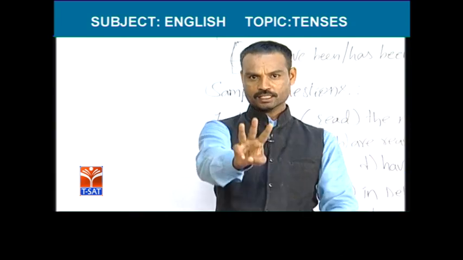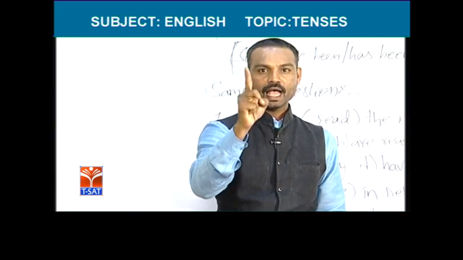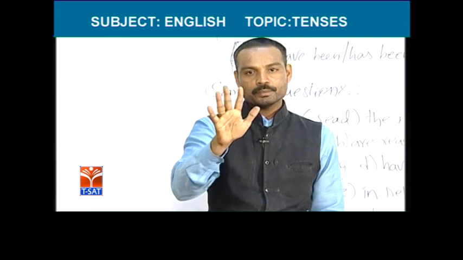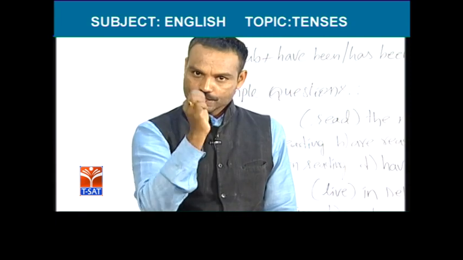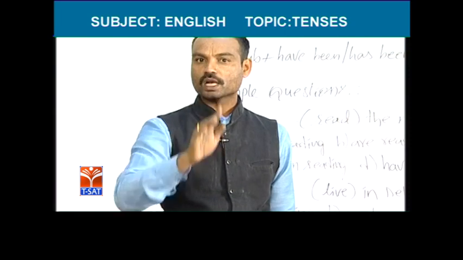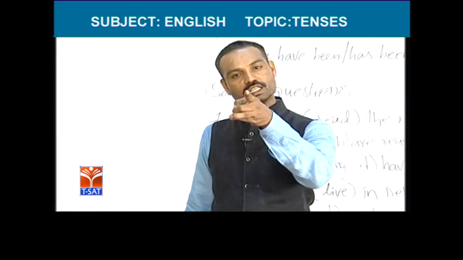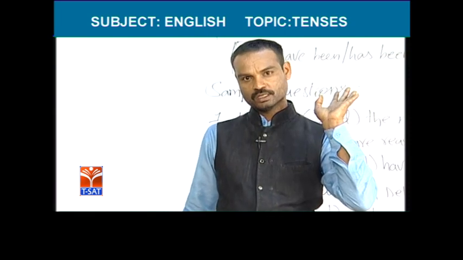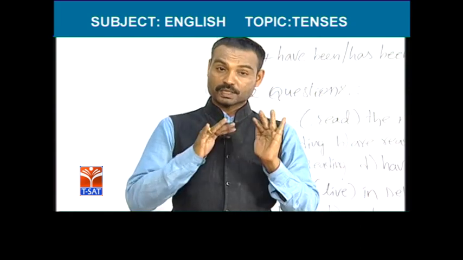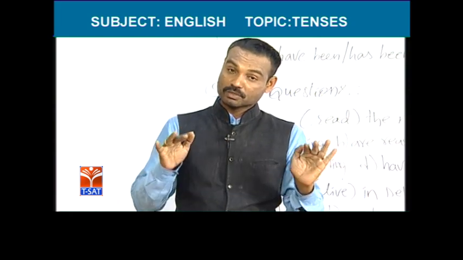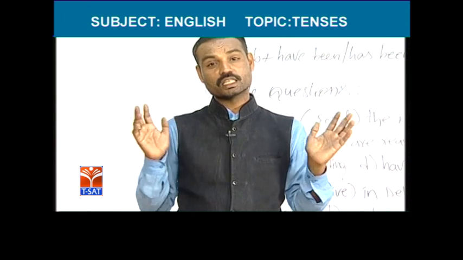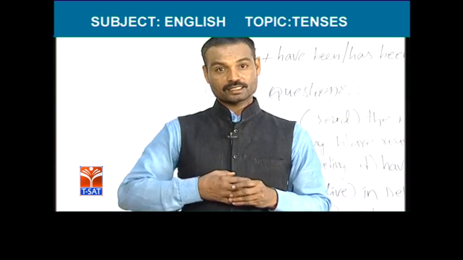In present continuous, there are three helping verbs. They are am, is, are. Am is used after I, are is used after we, you, they and any plural, is is used after he, she and any singular subject. And the keywords: now, presently, at present, don't disturb, look, listen. These are the keywords of present continuous tense.